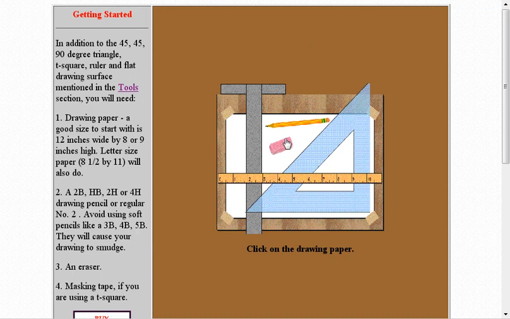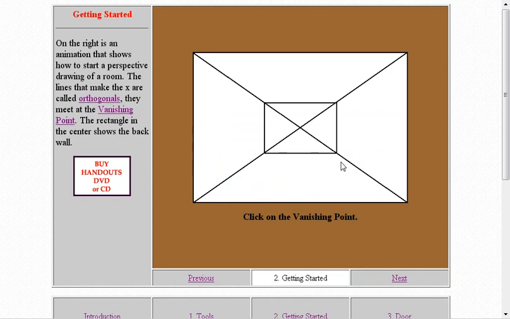And to get started we have to have some tools and all of this stuff that you pretty much already have, okay? So I'm going to click on the paper. This is eventually what you're going to be drawing right here. Don't draw it now. But as you can see, there's going to be a couple of diagonals, or orthogonals, and what's going to be the back side of the room.